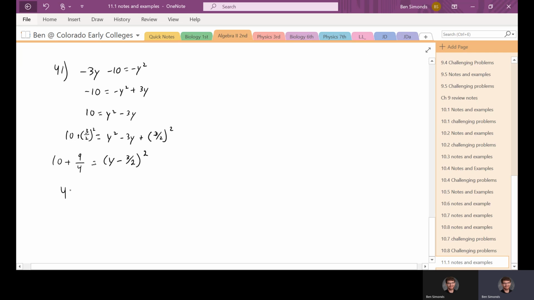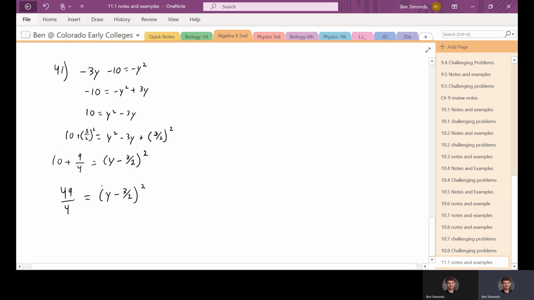So this would be 49 over 4, right? Because 10 is 40 divided by 4. So add 9 more to that, and we get 49 over 4. So 49 over 4 equals y minus 3 halves squared.